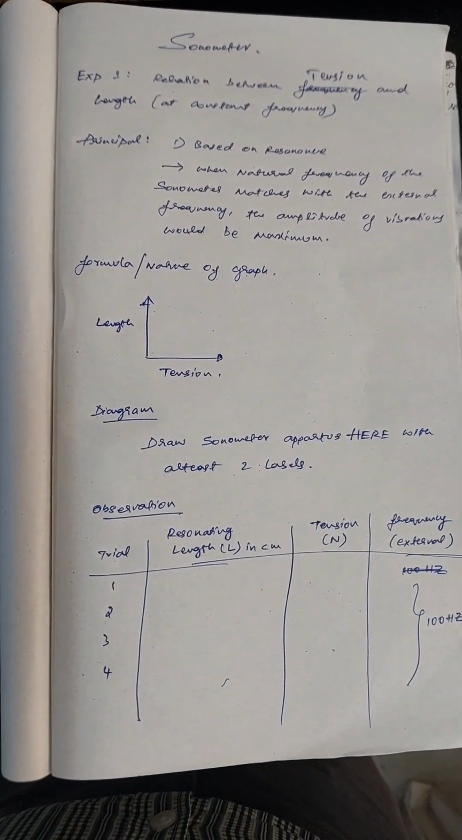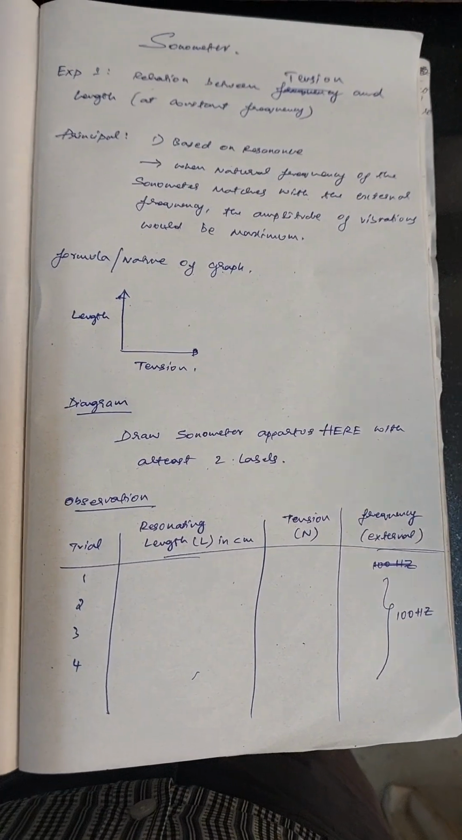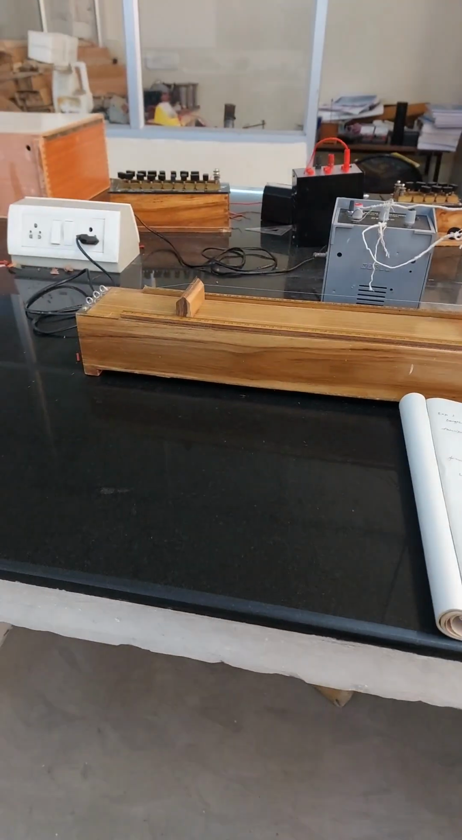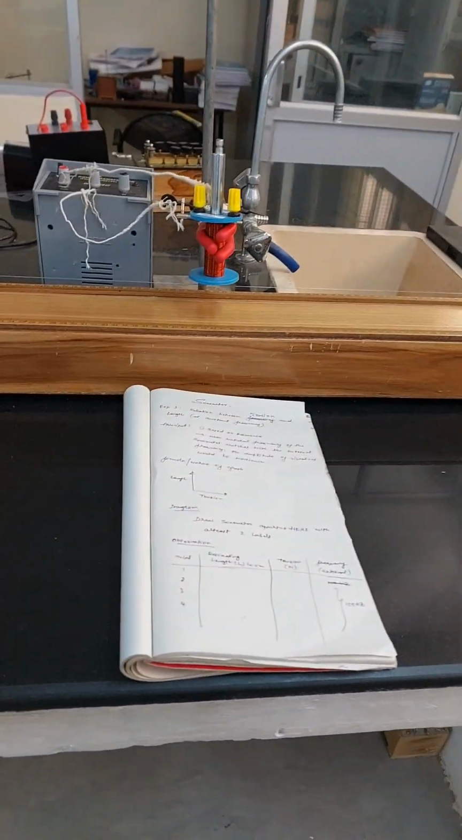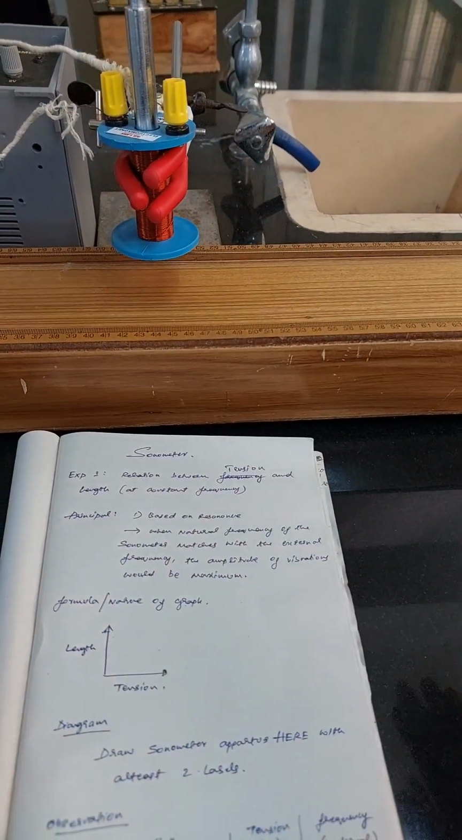So the aim of the experiment here is to establish a relationship between tension in the wire and the length of the wire, the resonating length. So this is the sonometer apparatus. In this experiment, we are establishing the relationship between the length, resonating length, and tension in the wire.